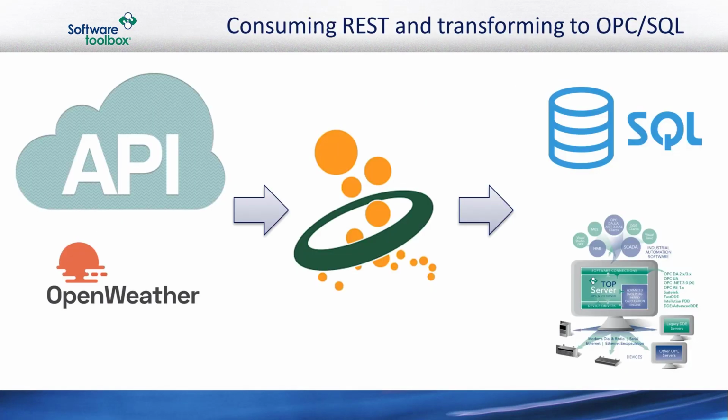So I mentioned we're going to be pulling some data from a website that's out there, openweather.com. You may be familiar with it. They expose a free API to pull some weather information. We're going to be feeding that data through the OPC router, and then we're going to log that data both to SQL, and we're going to be pushing it down to an OPC server, which is our top server in this example, and then pushing it down to some PLCs.